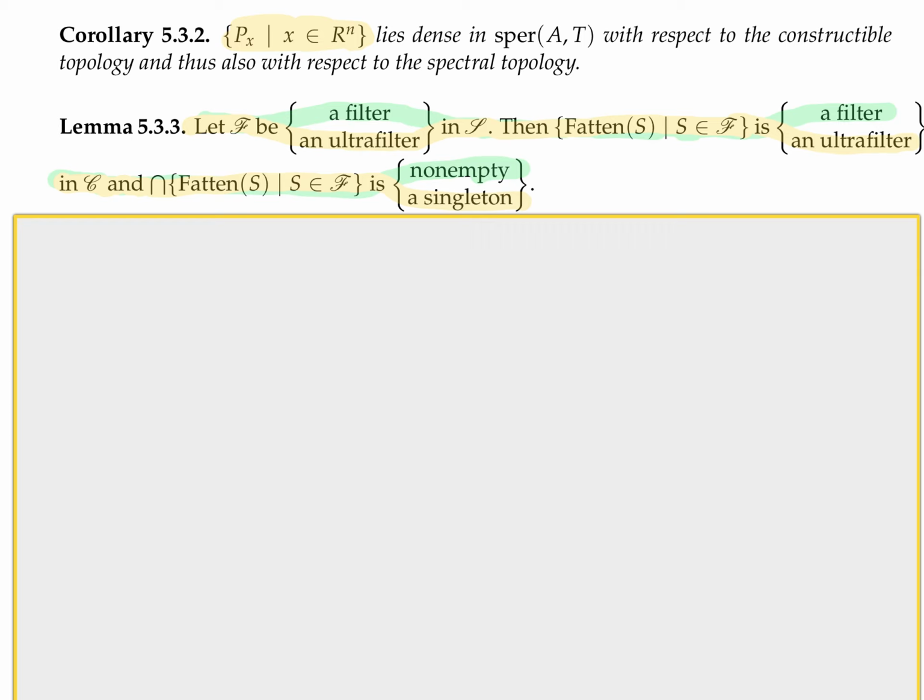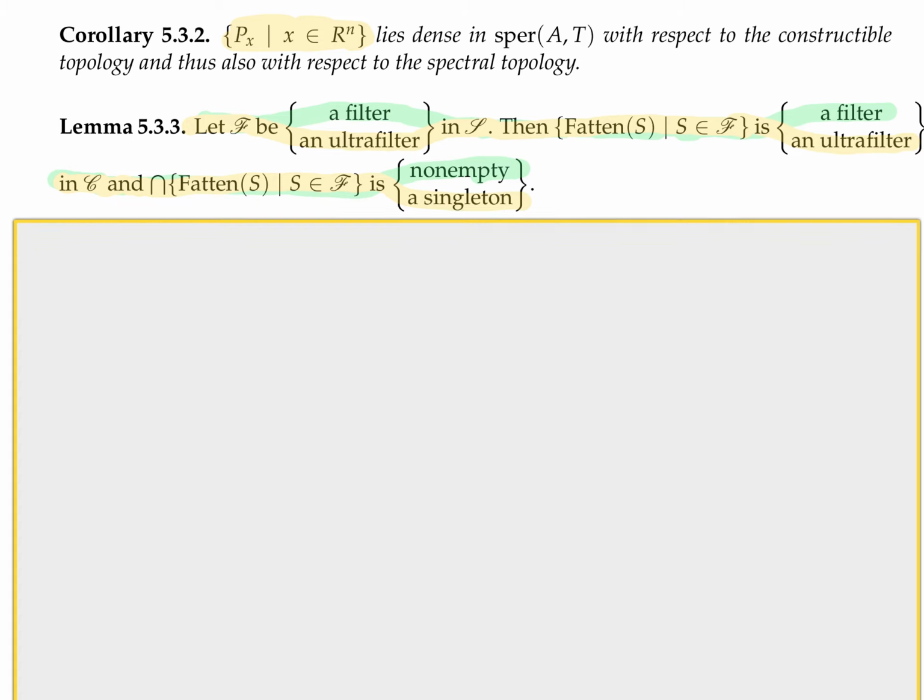So this looks already like a singleton. That means the only element is of course a point in the real spectrum of AT. So here you can already guess that an ultrafilter in S gives rise to a prime cone, right? And the converse will also be true, but that's for the next lemma.